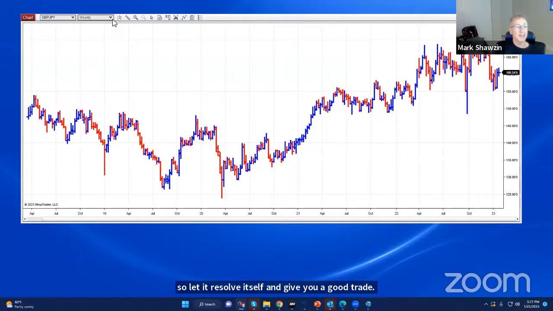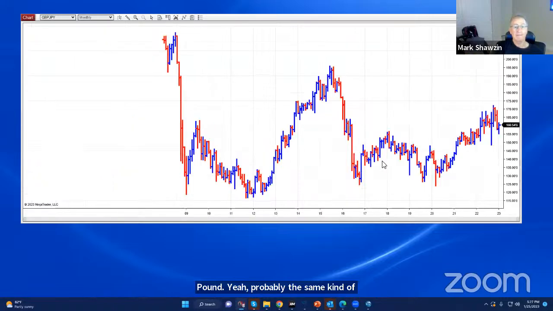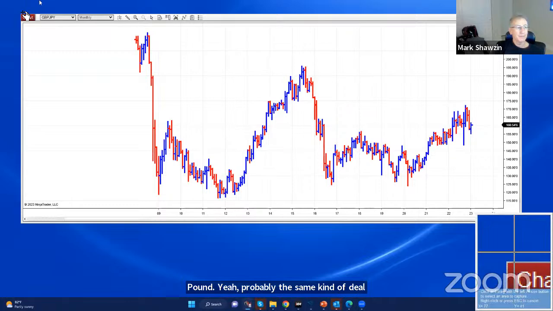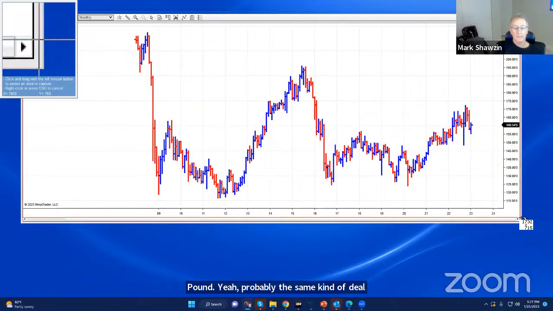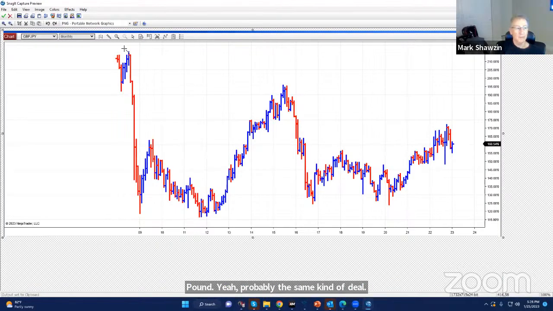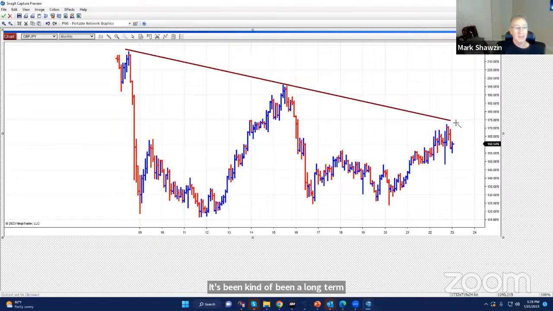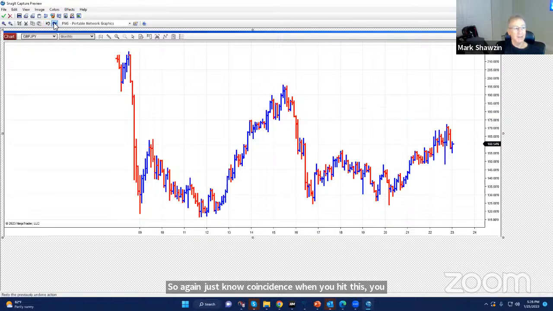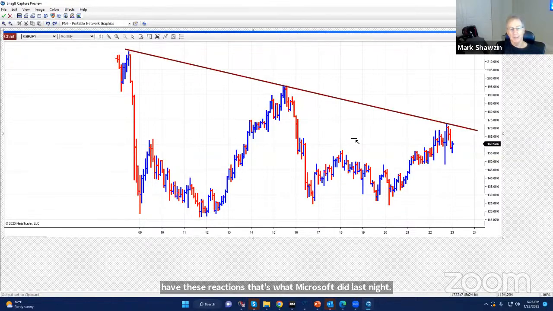Pound yen, probably the same kind of deal. Pound yen's been in a long-term downtrend. And here, we bumped the top end of the triangle. So again, it's no coincidence that when you hit this, you have these reactions. That's what Microsoft did last night. It hit that area, and that's why I shorted it up there.